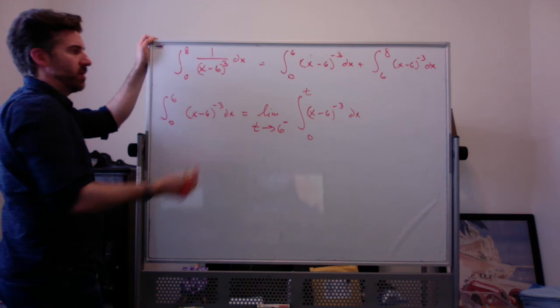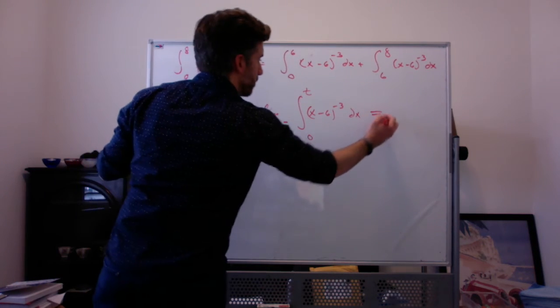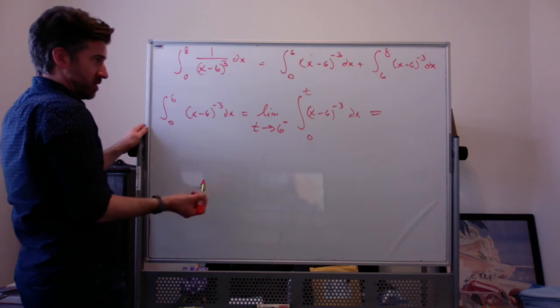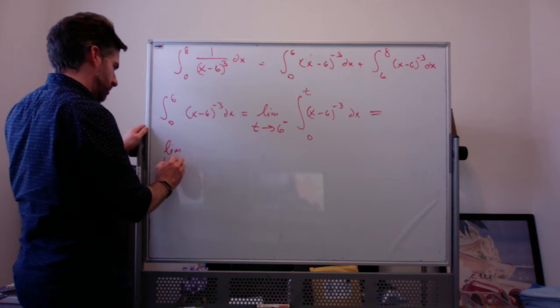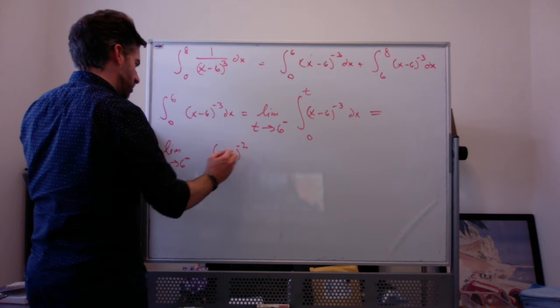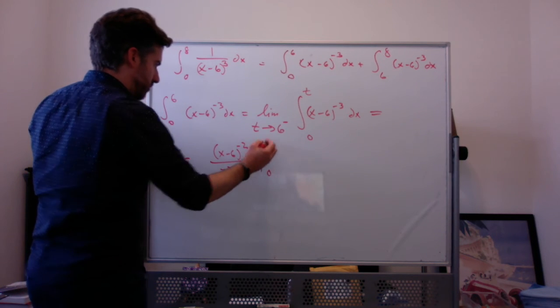It is important to write this limit. If you don't do this step, I bet you would get marked off. And then you're going to integrate. Since it's just x plus or minus a number, we can just use the power rule and get the limit, as t approaches 6 from the left, of (x minus 6) to the negative 2 over negative 2 from 0 to t.